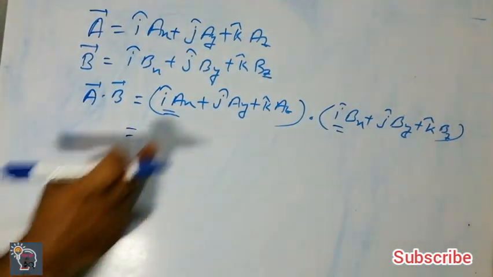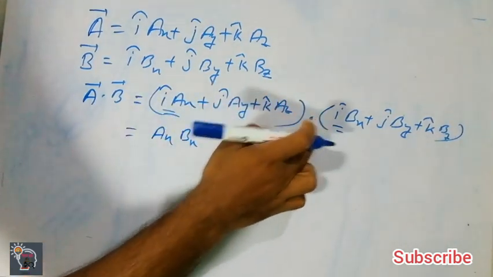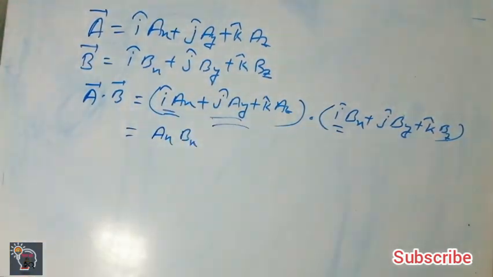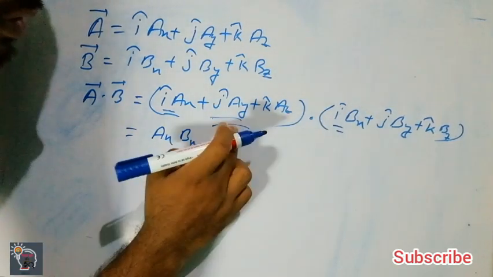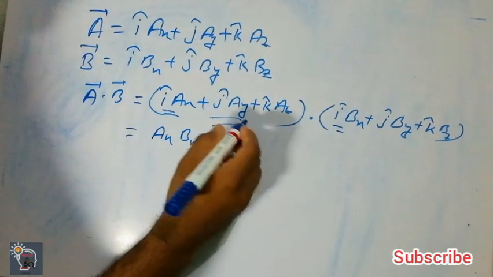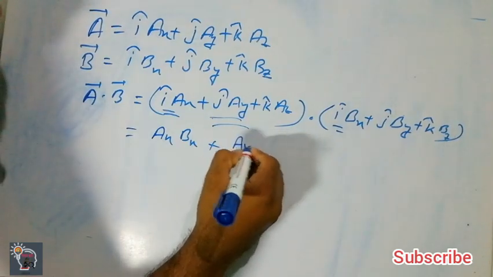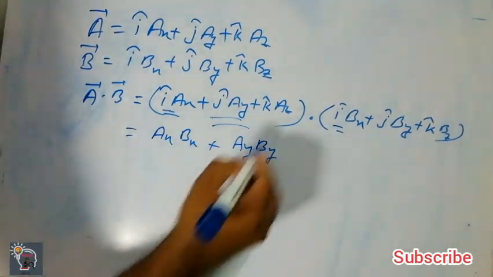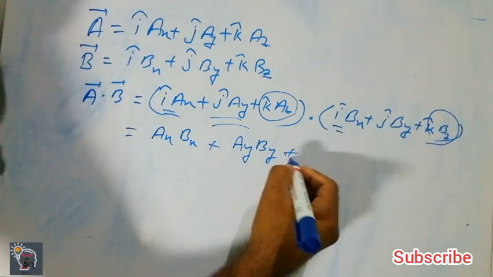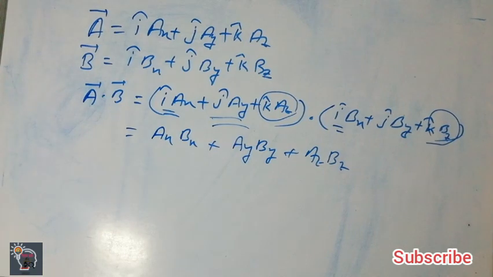So the result becomes i cap dot i cap, that is ax bx. i cap dot i cap means 1, and ax and bx. Again j cap dot i cap is equal to 0, j cap dot j cap is equal to 1 and j cap dot k cap is equal to 0. So here j cap ay and j cap by, so it becomes ay by, and k cap az into k cap bz, so az bz.